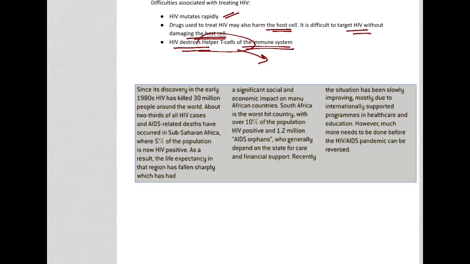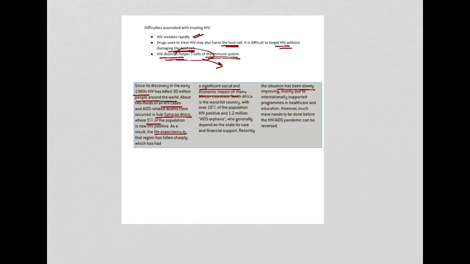Since HIV was discovered in the early 1980s, it has killed over 30 million people around the world, and more than 2/3 of all the HIV cases are in sub-Saharan Africa, where 5% of the population is HIV positive. This has resulted in a lot of significant social and economic impact, because the life expectancy in that region has decreased sharply. But the situation is slowly improving due to international support programs.